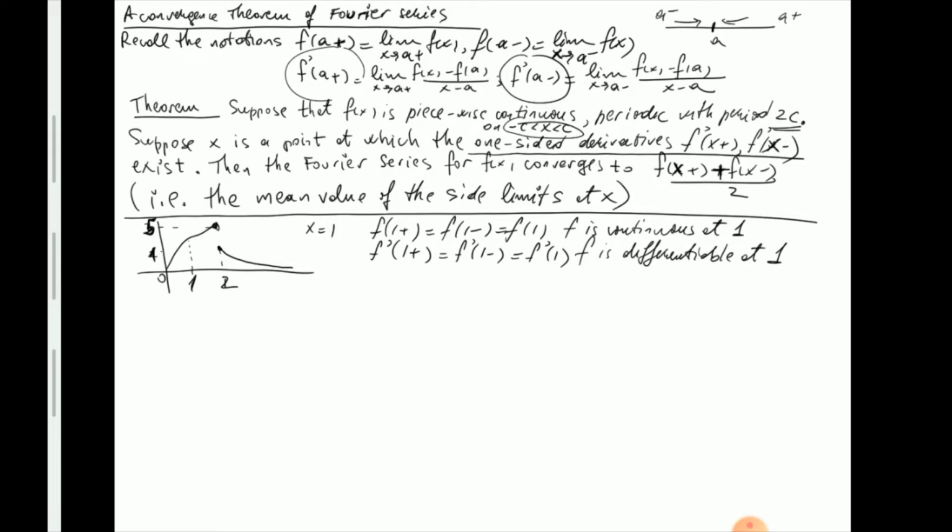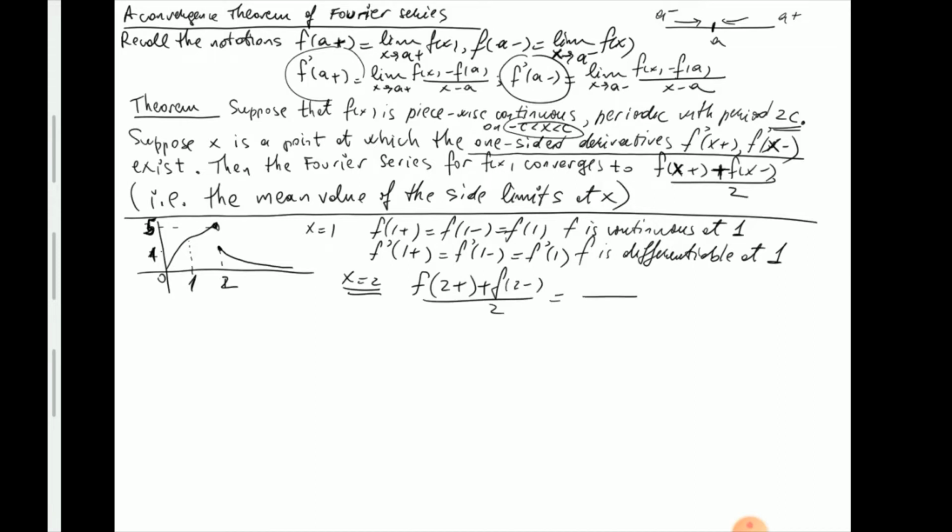So at x equals 2, the Fourier series for this function will converge to the semi-sum, to the average, the mean value between the right limit at 2 and the left limit at 2.